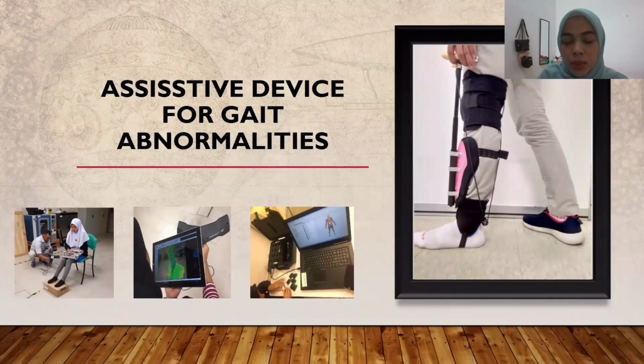So this is the device that I would like to analyze. Basically, the device is being fabricated to help the gait abnormality patient to walk easier. The mechanism of this device is basically by distributing the body load from the legs to be shared with the hand in order to reduce the muscle stress and the contraction produced by the legs.